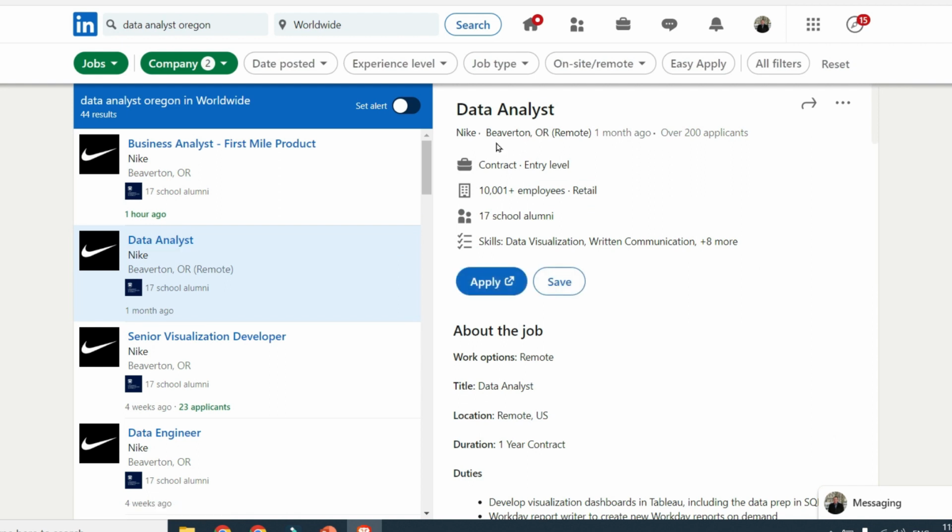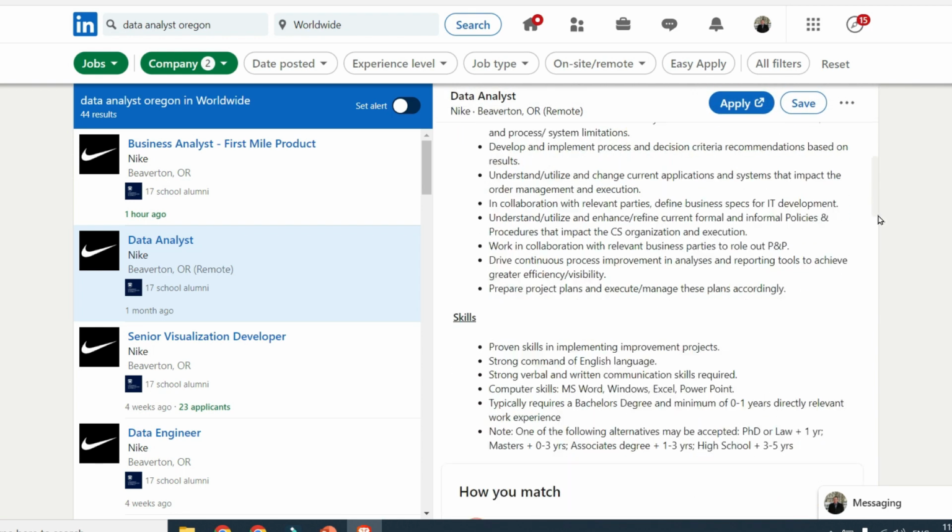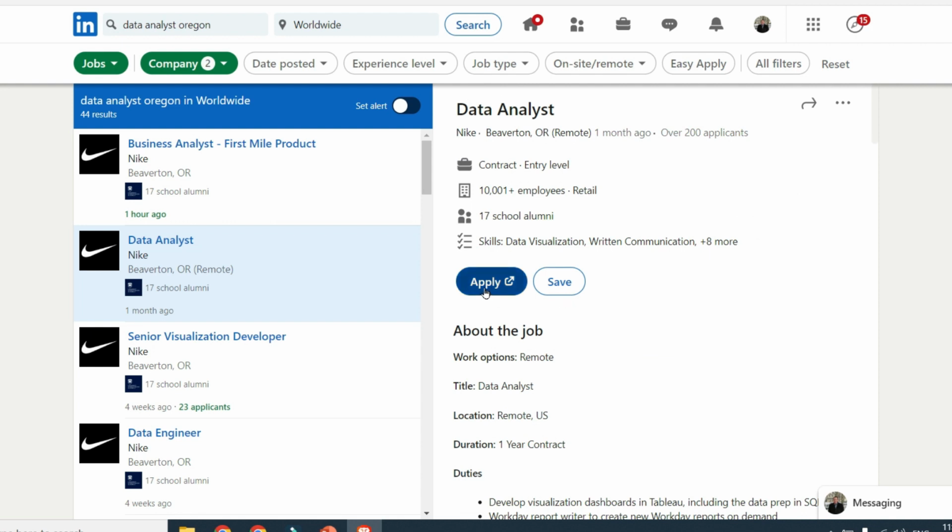That's the town where they're at, Beaverton, Oregon. A lot of people have applied for this job, 200 applicants. So obviously you read through it, and you can apply directly from LinkedIn here. Or you can just save it to look at it later if you want to.